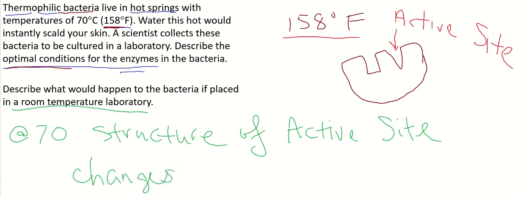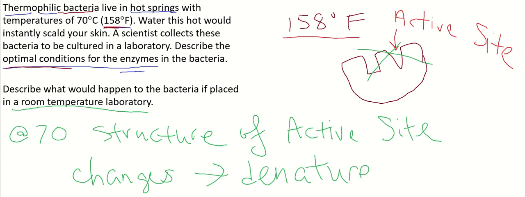That's always bad. If this active site shape changes, the substrate can't connect to it. That bacteria is dead, right? That's going to lead to the enzyme becoming denatured. So use that word. That means the enzyme doesn't work. In other words, if you took bacteria from these hot springs and brought them home, they would die because the enzymes in their body would change shape.